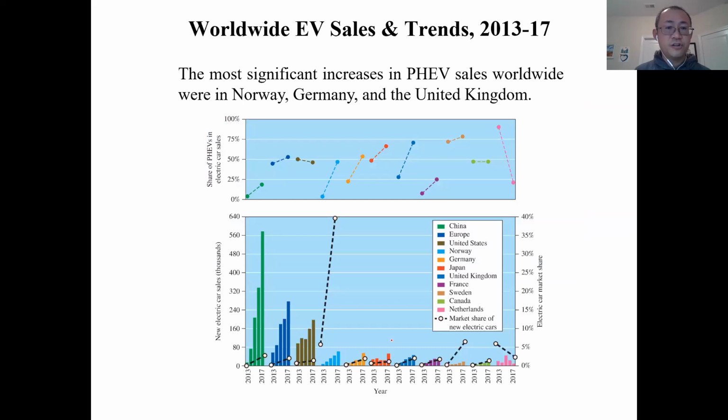And this chart shows you the trend of using batteries in vehicles. It shows the PHEV, the plug-in hybrid EV, sales worldwide. You can see that some countries have increasing sales amounts, for example China, Europe, and the United States. The sales are increasing yearly from 2013 to 2017. That's still a long time ago, but this is the chart we have in our textbook.